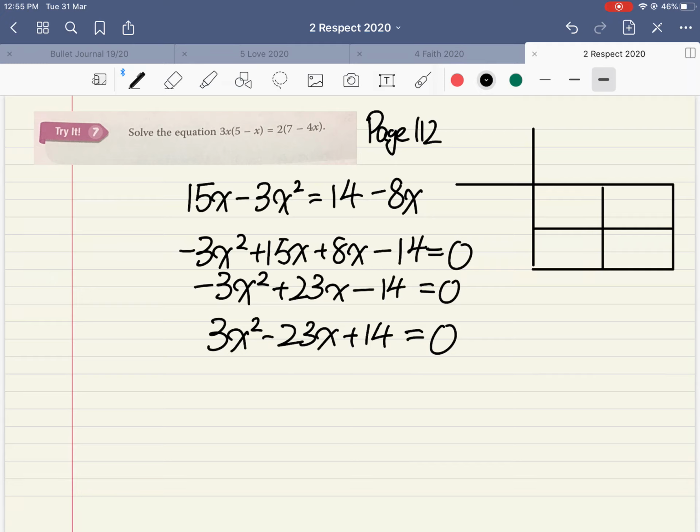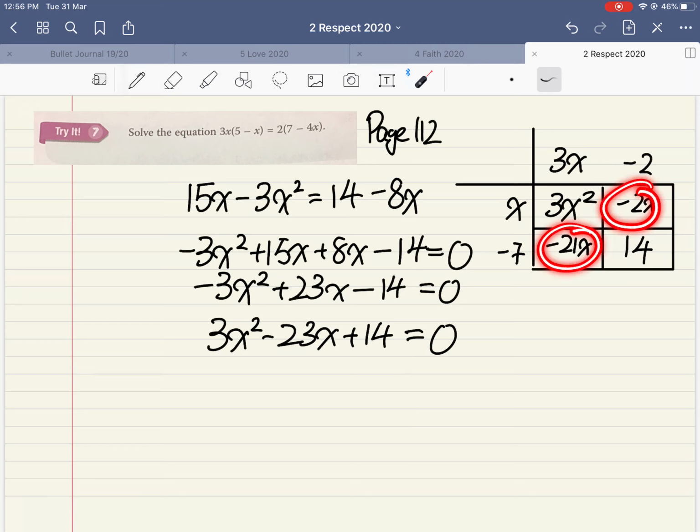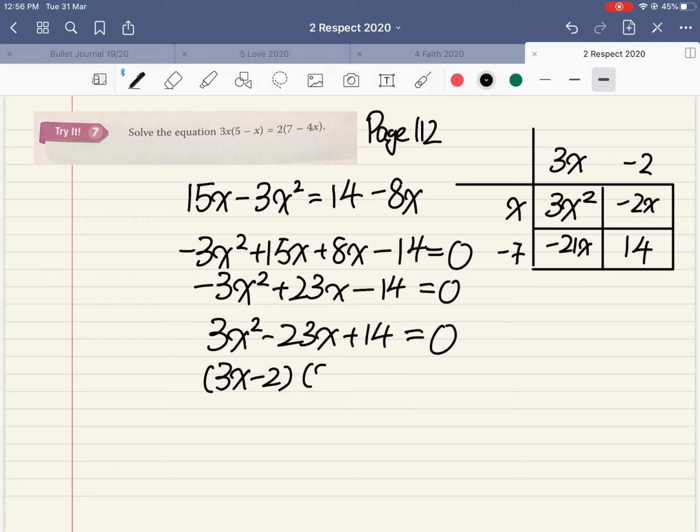So now I will attempt to do the factorization. Here we have 3x squared and we have 14. So we'll do 3x and x gives you 3x squared. Then 14, in this case, I will write it out as negative 2 times negative 7. So if I test it out down here, what I get is negative 2x, negative 21x. If you notice, negative 21x minus 2x will give me negative 23x, which means that my factorization is correct. So in this case, what I'll get is (3x minus 2)(x minus 7) equals 0.